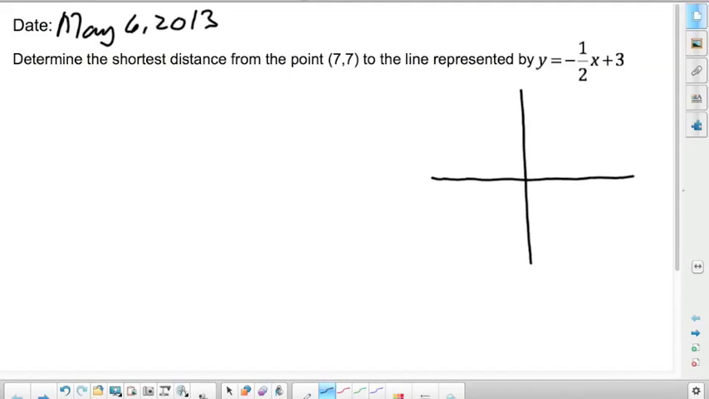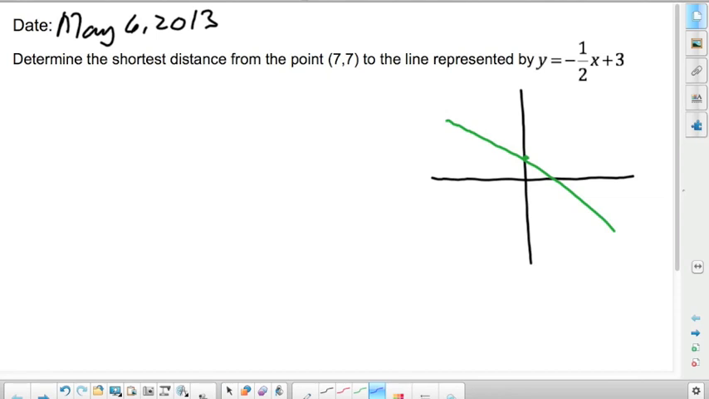Let's begin by drawing a picture just to orient ourselves. We have the equation of a line, y equals negative 1/2 x plus 3. What's the y-intercept? It's 3, so let's say it's here. Positive or negative slope? Negative, so it's going down. Your line doesn't have to be accurate, you just want to see what's going on here.